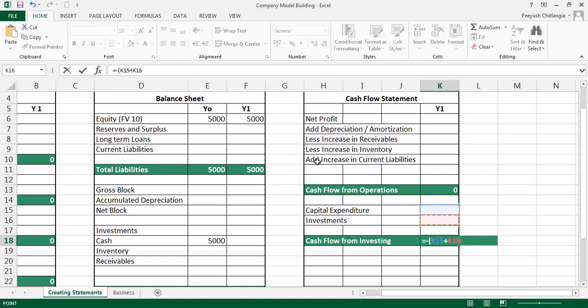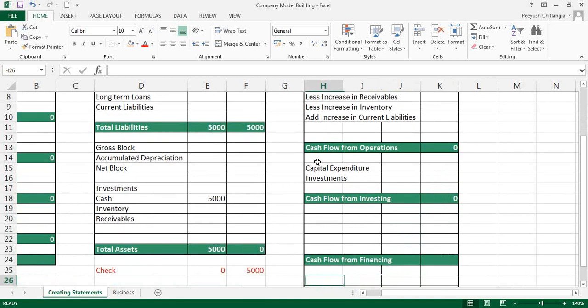Why did I put a negative number here is because if there is a capital expenditure of 1000 crore, that's an outflow, right? The outflow has to come here as minus 1000. So that's what we have taken here. I put a negative number there.